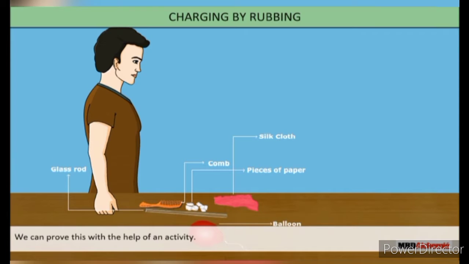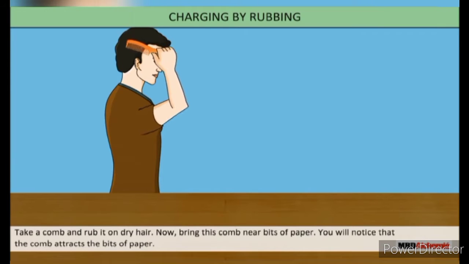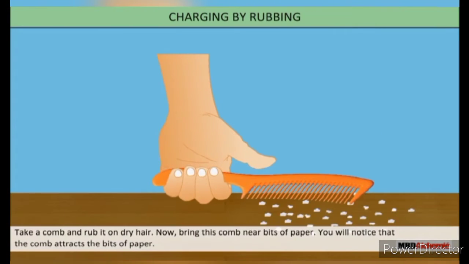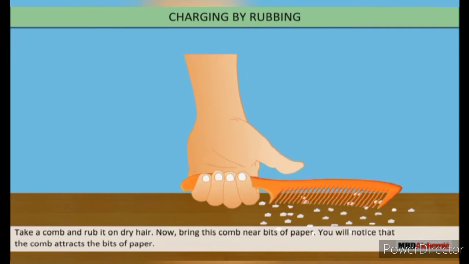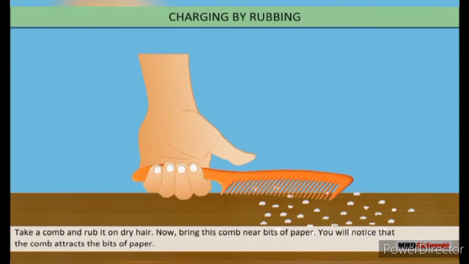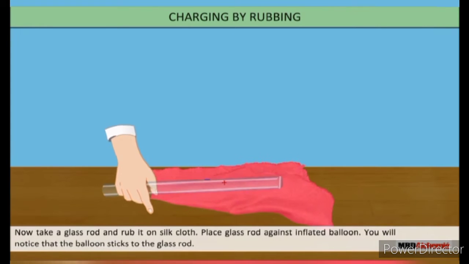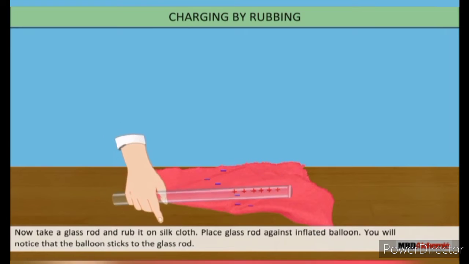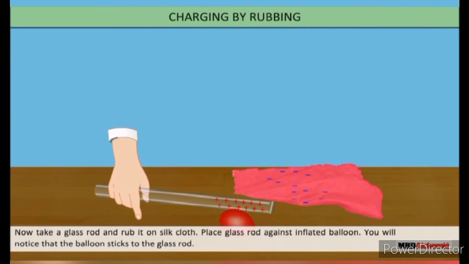We can prove this with the help of an activity. Take a comb and rub it on dry hair. Now bring this comb near bits of paper. You will notice that the comb attracts the bits of paper. Now take a glass rod and rub it on silk cloth. Place the glass rod against an inflated balloon. You will notice that the balloon sticks to the glass rod.